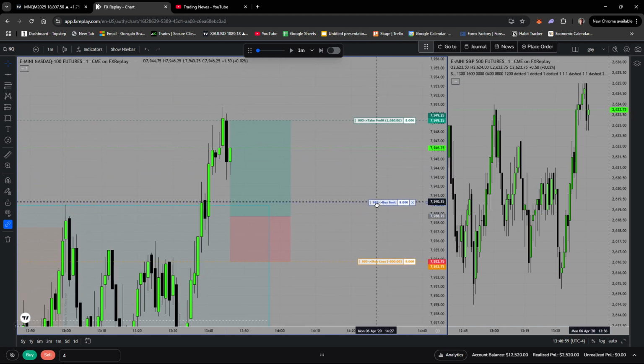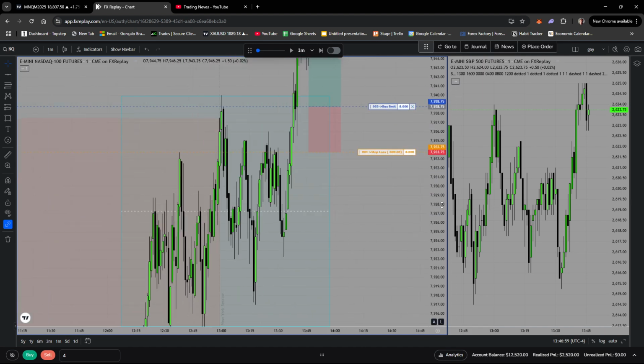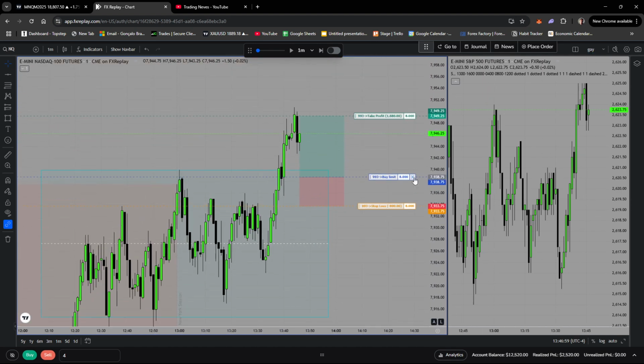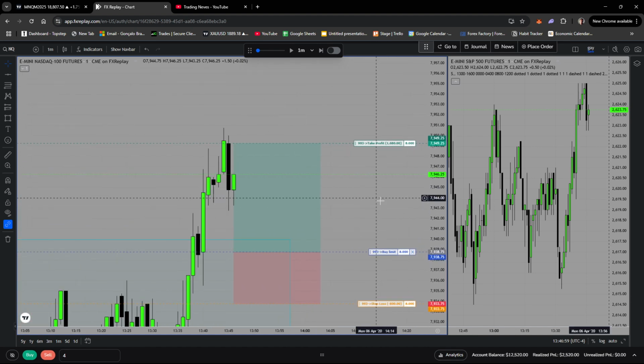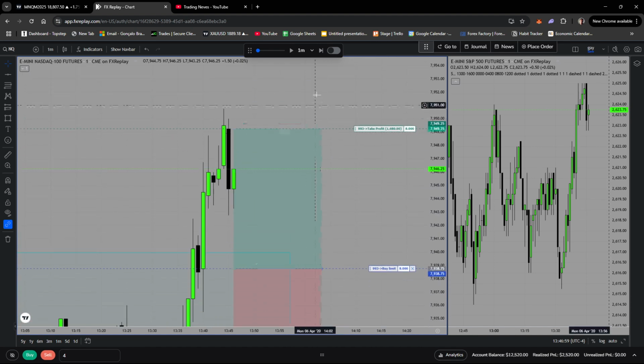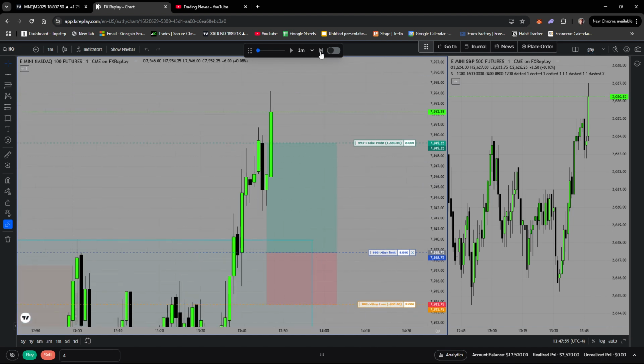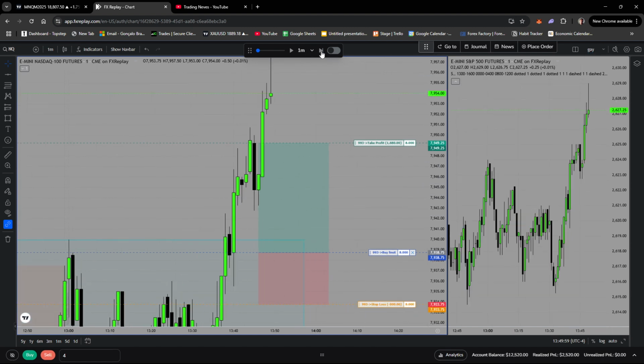So can we drag this? Oh, we can. So now I could have done that for here, but I know now. I didn't know you could drag it once you placed it. It's a lot easier. So our objective has been met. We're just going to keep these on the chart.